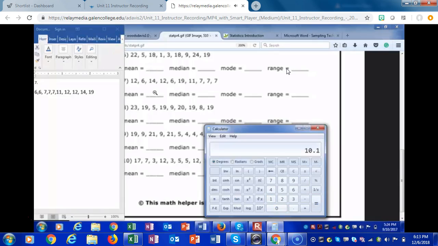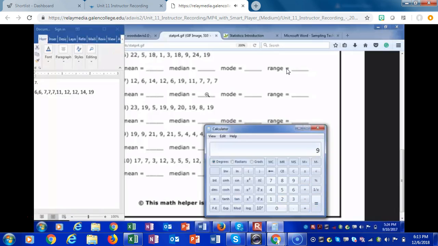Your median, because we have 10 numbers, is between numbers 5 and 6. 1, 2, 3, 4, 5, and 6. 7 and 11. So 7 plus 11 is 18. Divide that by 2, which is 9. Okay, so your median in this case is 9.